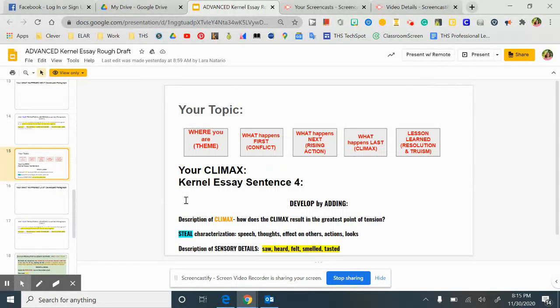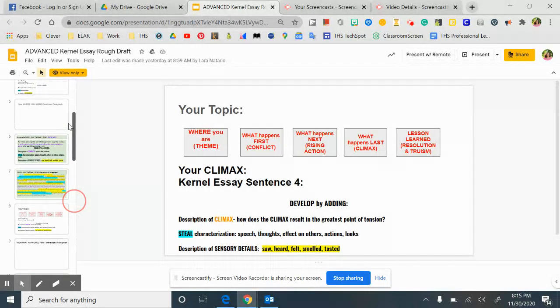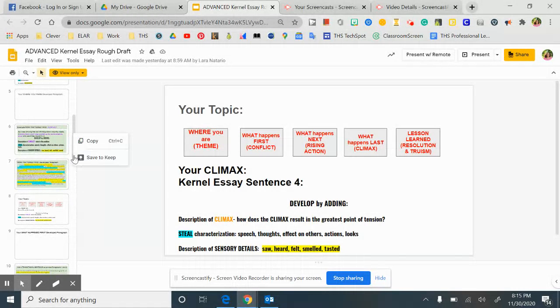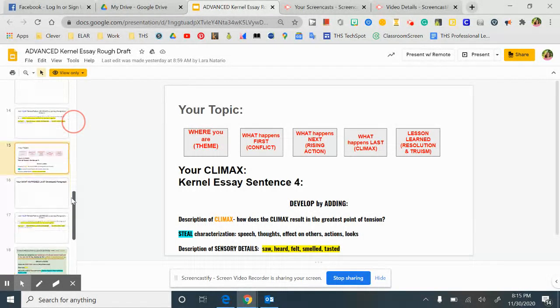And as you go, each slide tells you what you should be trying to add, okay? Adding to the characterization, adding more sensory details. We do want you to highlight in color what those sentences are, the same way that Miss Notario did, so that you know in your head, hey, I did add that. That is over here. Okay, that's what you're doing throughout this slide deck.